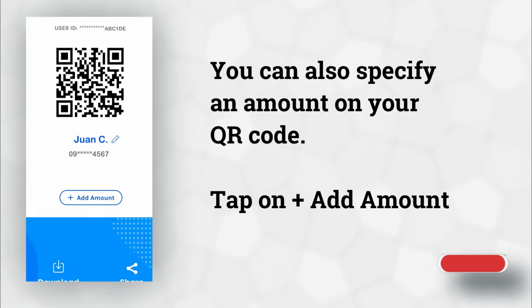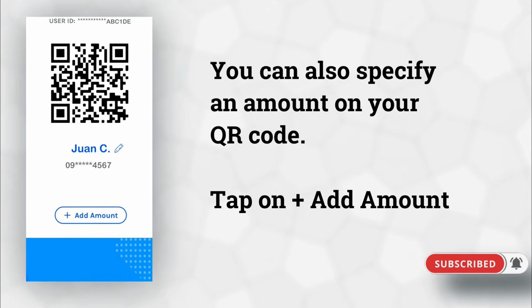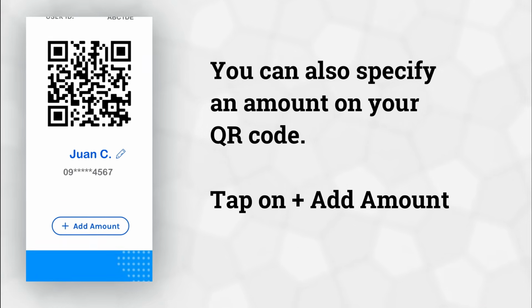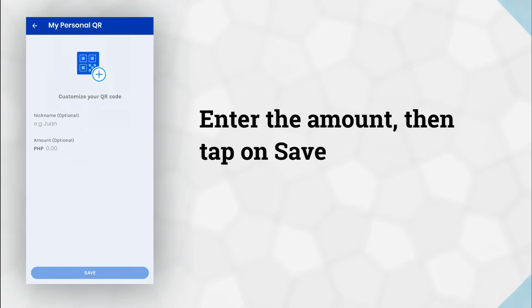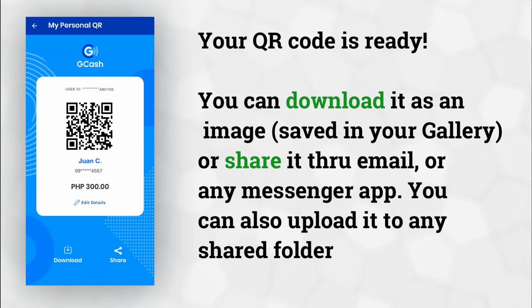This is your QR code. You can optionally specify an amount for your QR code. To do this, tap on Add Amount. Enter the amount, then tap on Save. Your QR code is ready.